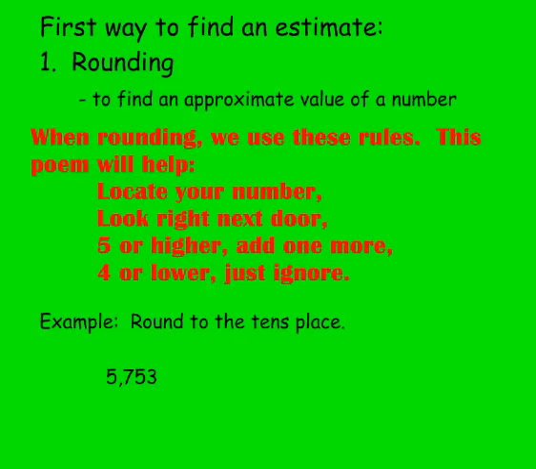Here we have an example of 5,753, and we want to round to the tens place. So the first thing I'm going to do is locate my number. The tens place is right there. I'm going to look right next door, which means I'm going to draw an arrow to the next door, which is a 3. 5 or higher, add one more. Well, the 3 is not higher than 5. 4 or lower, just ignore. So I'm going to just ignore that, and my answer is going to be 5,750. If you think of a number line, 53 is closer to 50 than it is to 60.